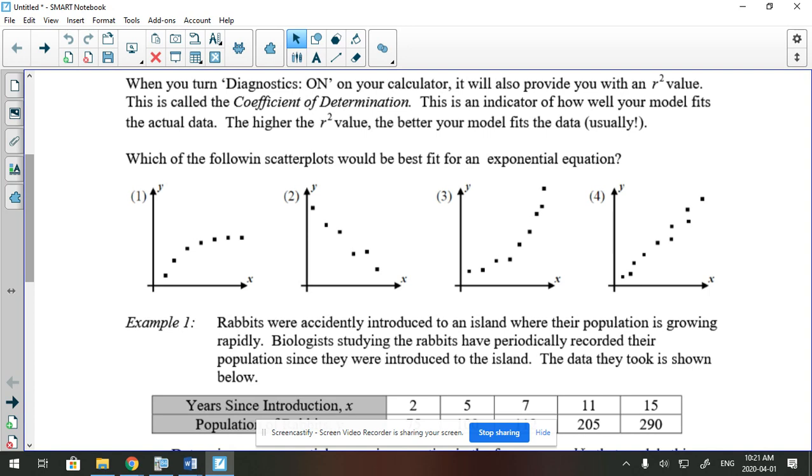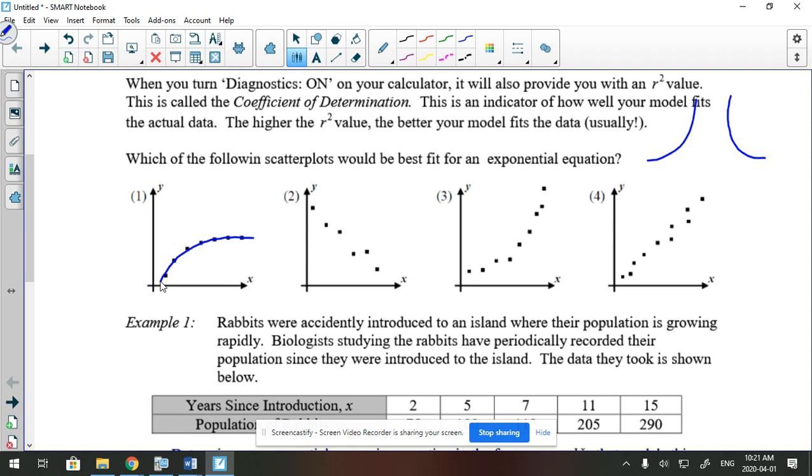So if I had some data, it shows on the scatter plot some different bits of data that I've plotted from some experiment or some piece of research. I want to know which would be the best fit for an exponential equation. So if I draw my line of best fit, for the first one, it's going to look something like this. We know what an exponential function should look like, right? An exponential equation is either going to look like this, or it's going to be the opposite, and it's going to look like this. So the first one is not an exponential function.